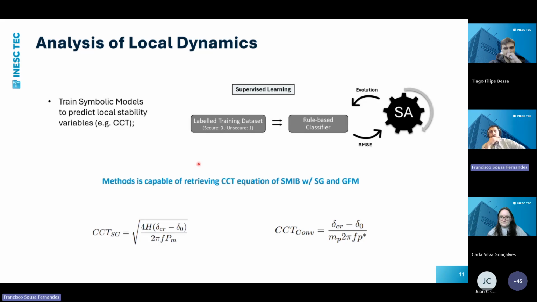We actually tested these on existing systems, determining the critical clearing time on the simplest systems, which are the ones with a single machine infinite bus. So it's just an infinite bus and a synchronous machine or a converter, and we were able to achieve the theoretical expressions that you see here.